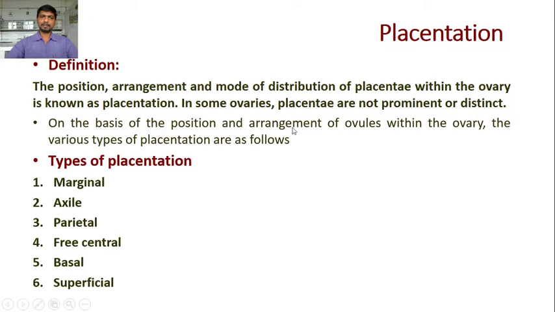The definition of placentation: the position, arrangement and mode of distribution of placentae within the ovary is known as placentation. In some ovaries the placentae are not prominent or distinct. On the basis of position and arrangement of ovules within the ovary, the various types of placentation have been recognized. These are the types of placentation.